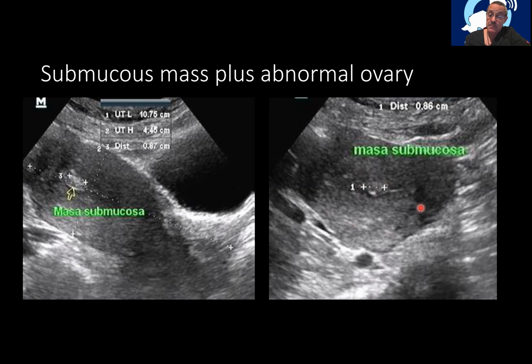Small. They don't have to be huge in order to provoke bleeding, pain, spotting, postcoital spotting or bleeding, pain. This is a submucous mass. All those need to be referred to hysteroscopy if possible.